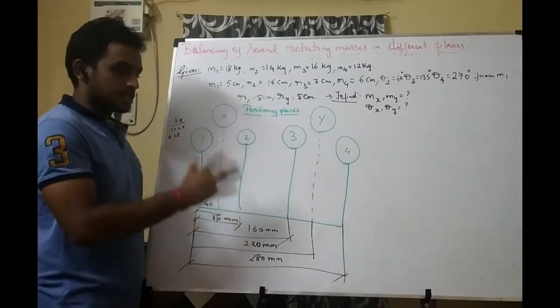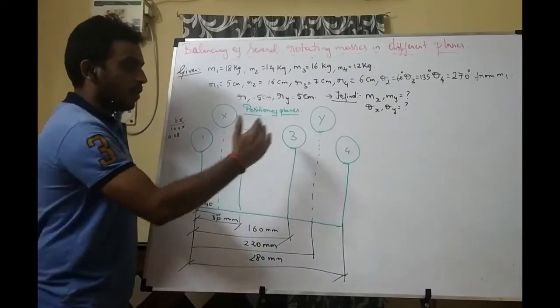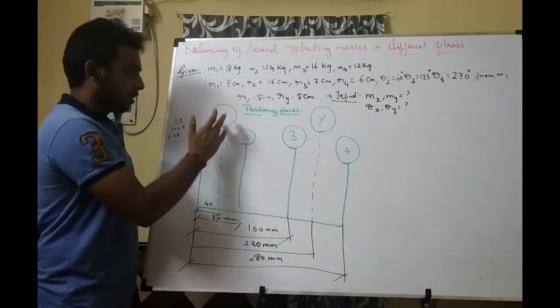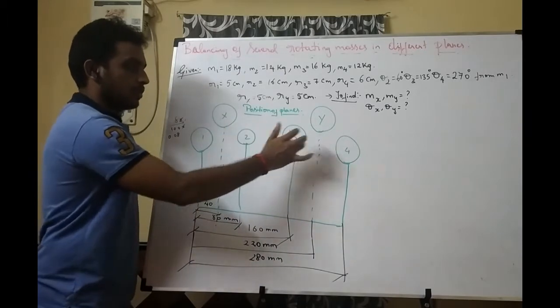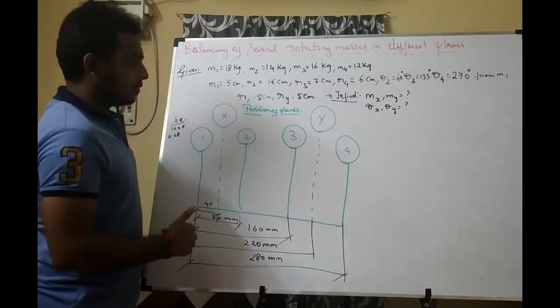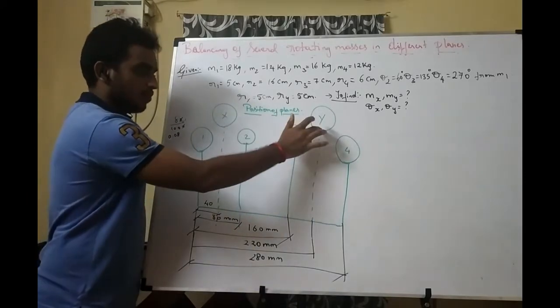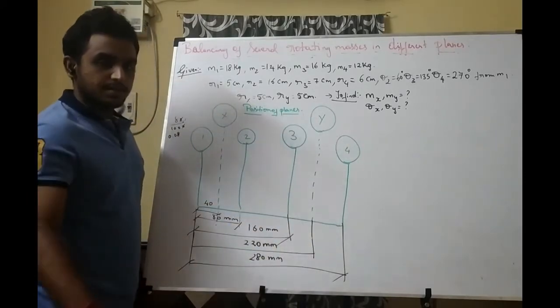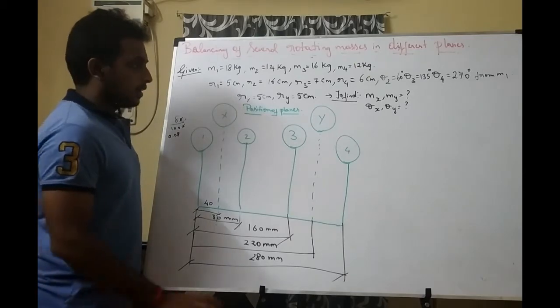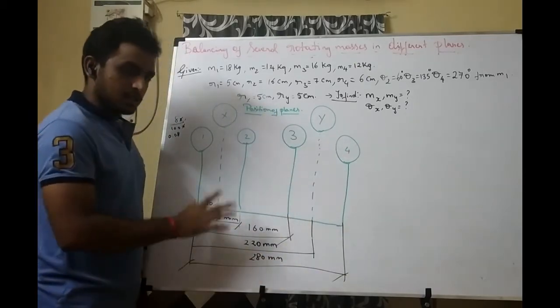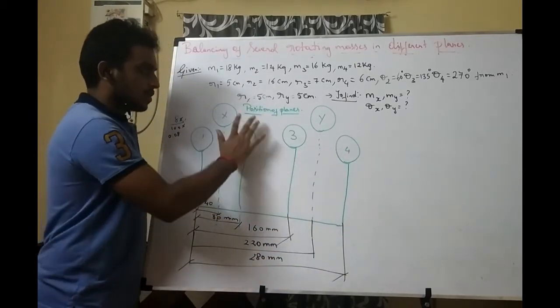So with respect to mass M1, we have kept X and Y, M2, M3 and M4. We have put the balancing masses Mx and My at the specified locations as given in the problem. And this figure, which is also a space diagram, is called the position of planes.